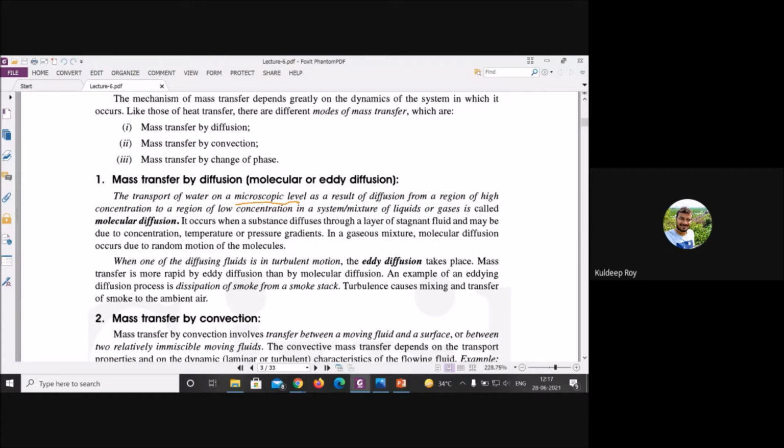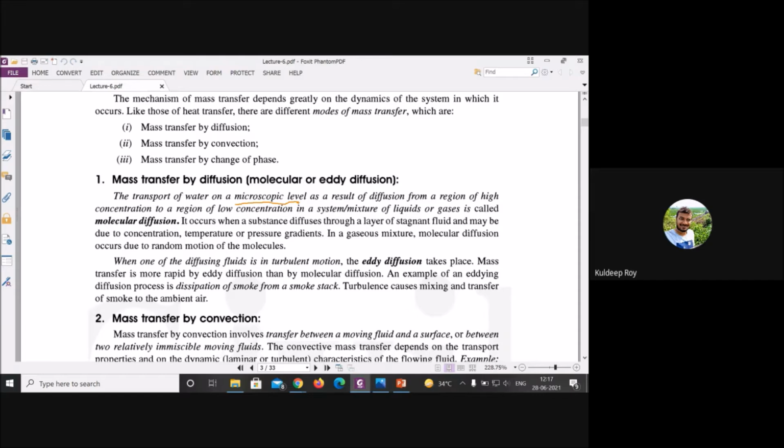What does that mean? If the molecular difference occurs in your reaction system at the microscopic level, then only molecular diffusion will occur. It requires the actual migration of molecules, meaning molecules automatically migrate. That is called molecular diffusion. Now we will talk about eddy diffusion. When one of the diffusing fluids is in turbulent motion, eddy diffusion takes place.